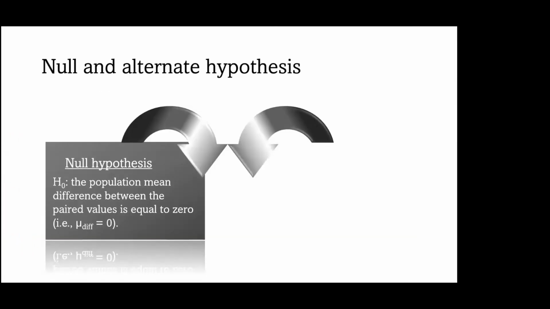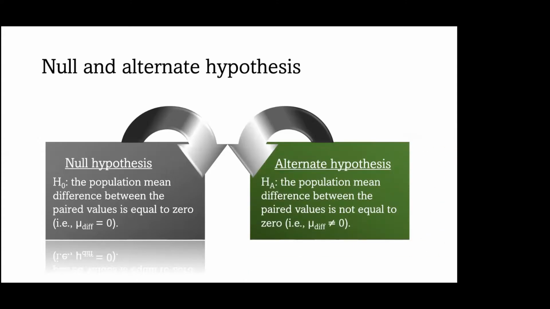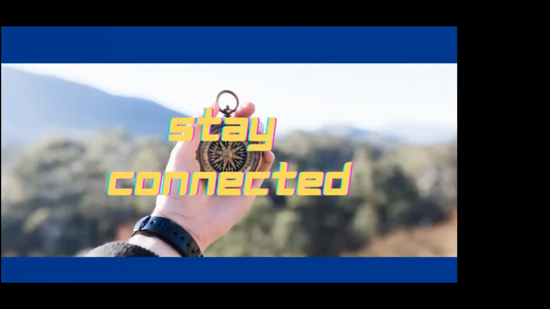So the null hypothesis is the population mean difference between the paired values is equal to 0. The alternate hypothesis is the population mean difference between the paired values is not equal to 0.